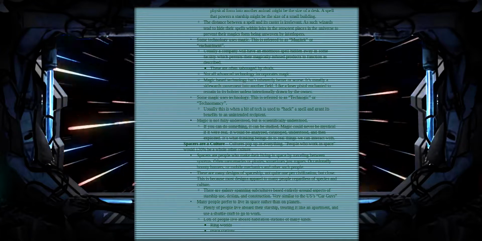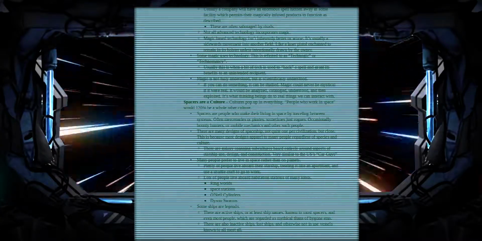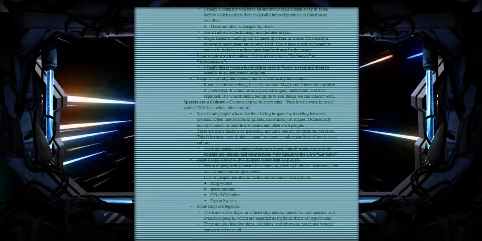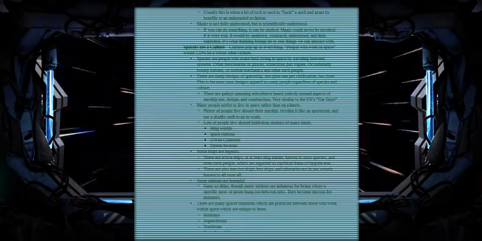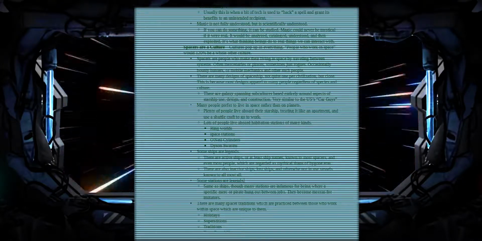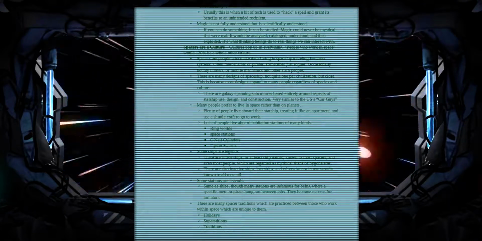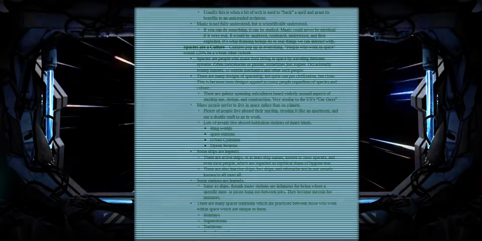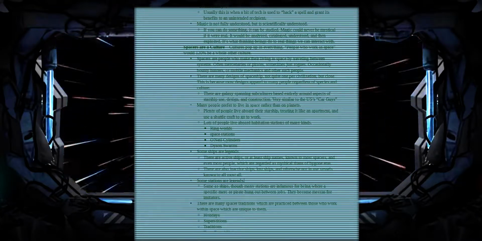Next up, spacers. Spacers are a culture, because cultures pop up in everything. People who work in space would 127% be a whole other culture, unique from all the various worlds that they have previously inhabited. And that's because spacers are people who just make their living in space, traveling between systems. They're often mercenaries or pirates, or sometimes just rogues. Occasionally they're bounty hunters or mobile mechanics, and other such people, right?